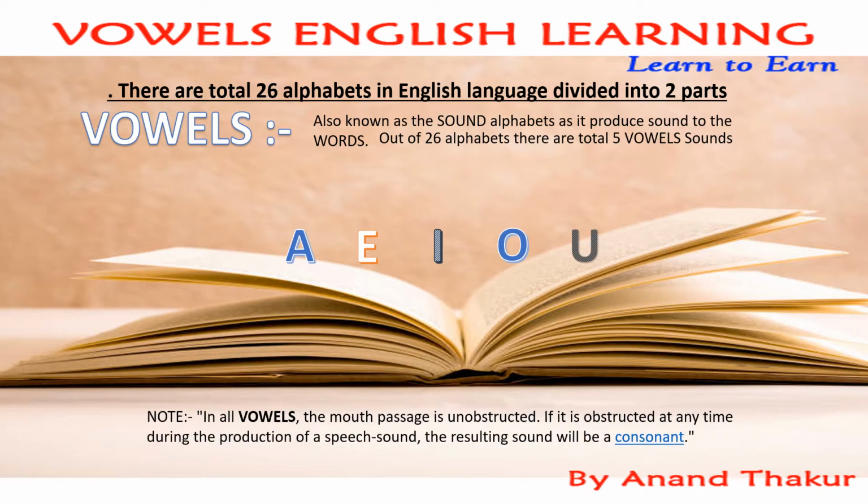Now one more thing, in all vowels the mouth passage is unobstructed, as we have already said this is a sound alphabet. These are the sound alphabets which produce sound in words. So in all vowels the mouth passage is unobstructed, and the sound should come directly through your vocal cord without any obstruction. If it is obstructed at any time during the production of speech, the resulting sound will be a consonant sound. That is important to pronounce the vowel sounds correctly.